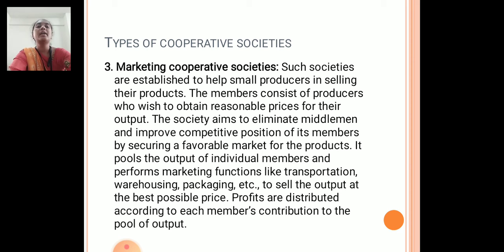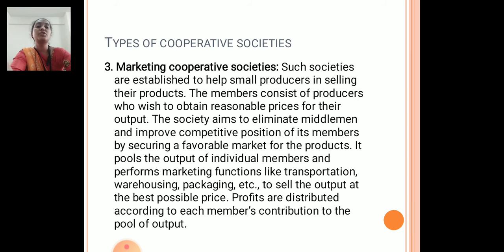Next is marketing cooperative societies. The word tells you that small producers have less knowledge of how to market their products, because usually it is easy for the big industrialists or big capitalists to market theirs. Why? Because they can afford advertising costs. They can also hire expert managers and give those managers higher salaries. But for small producers, selling their products is very difficult.